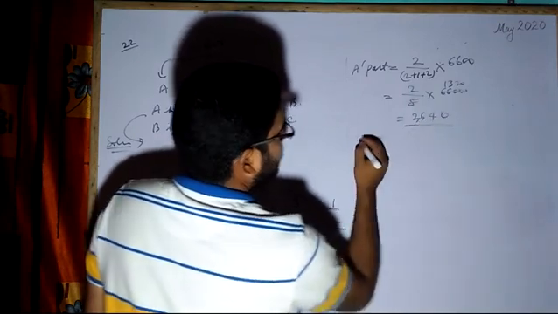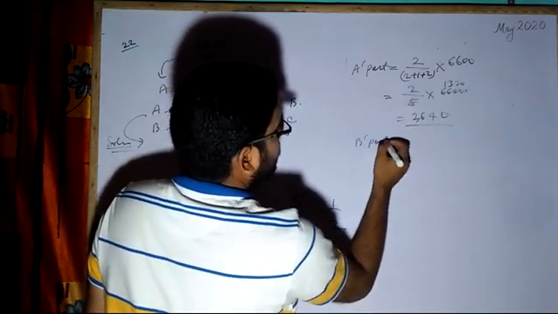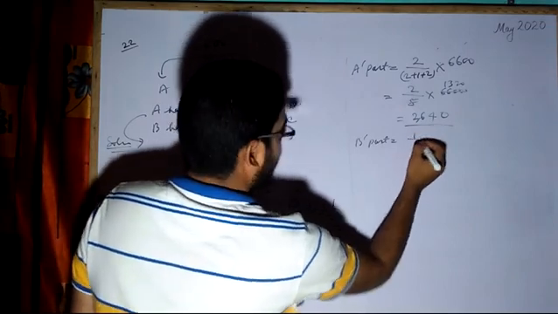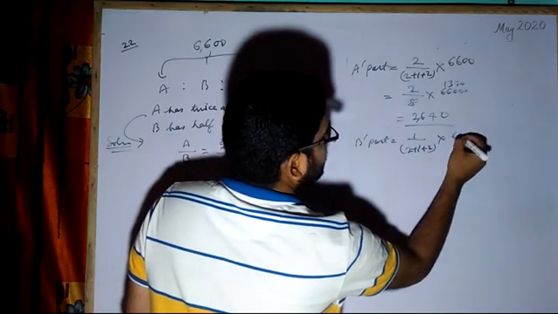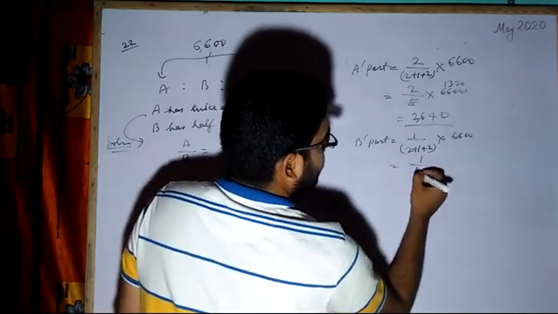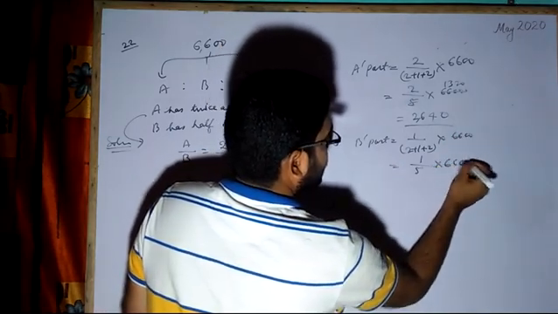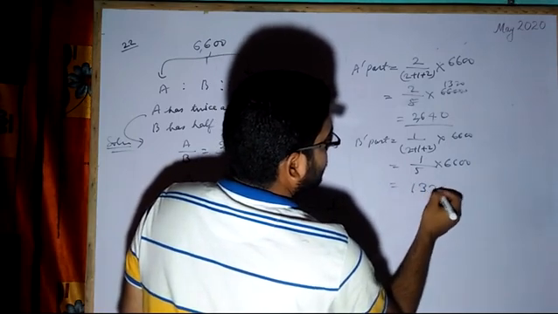B's part is equal to 1 by 2 plus 1 plus 2 into 6600. That is 1 by 5 into 6600. This will be equal to 1320.